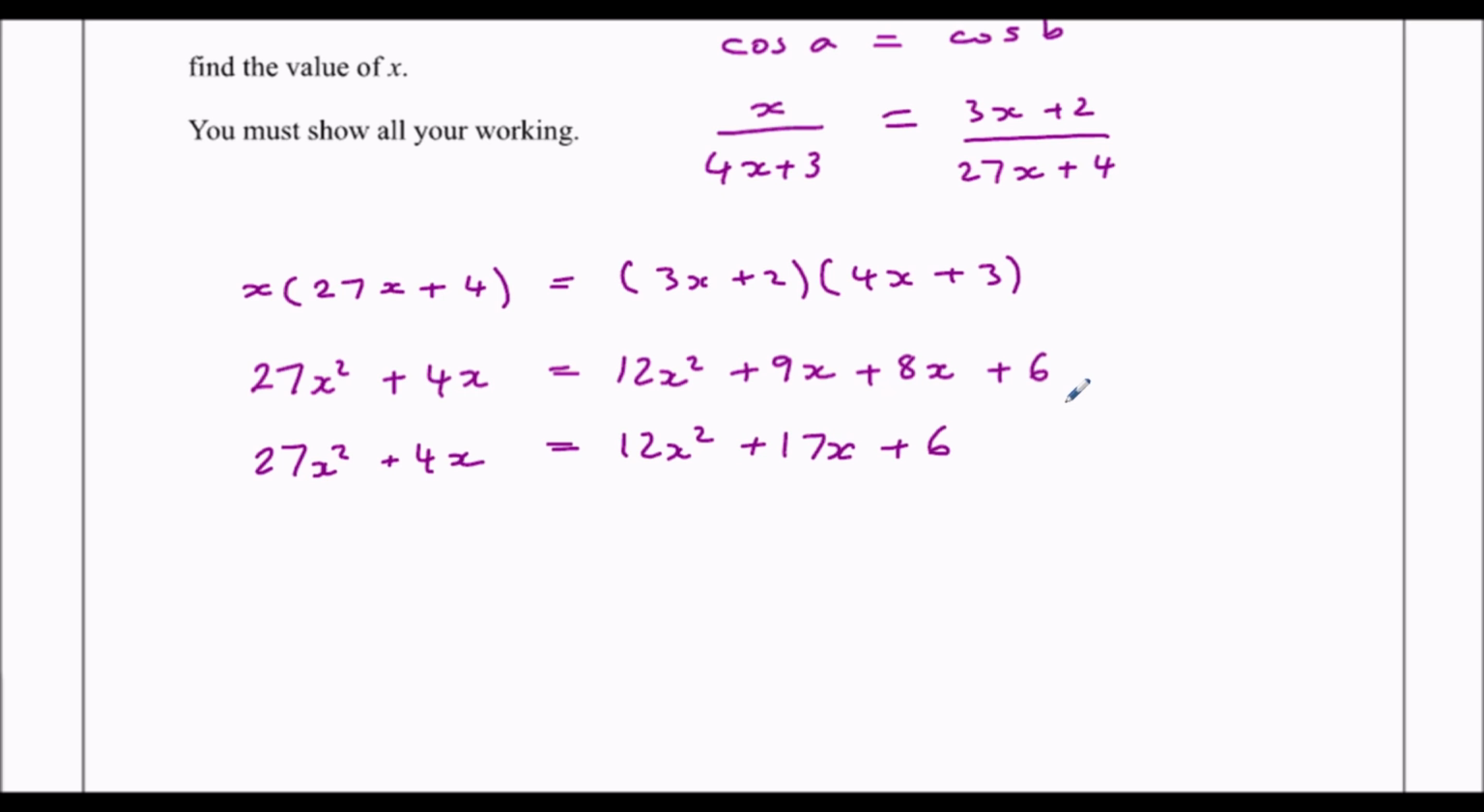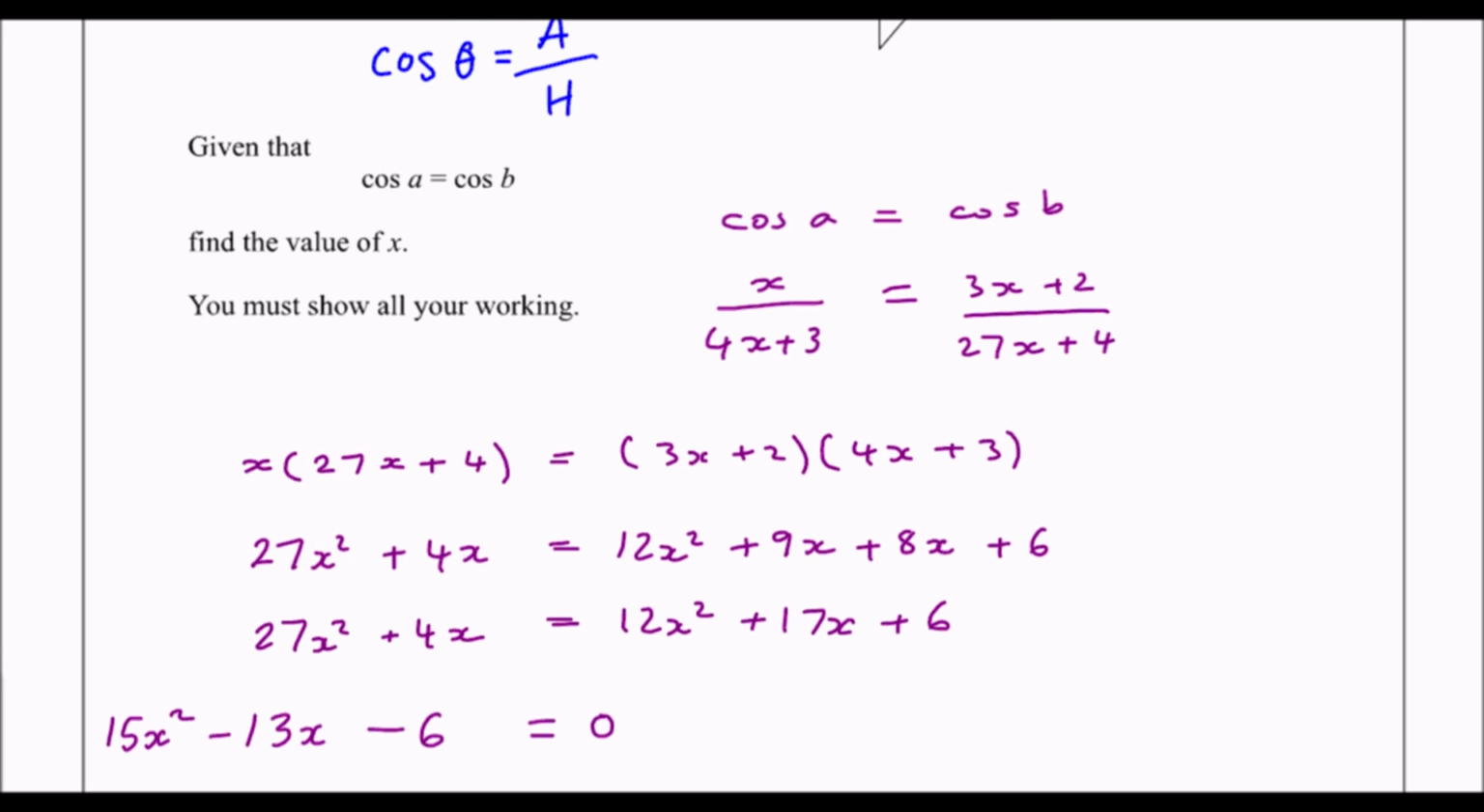Now I've got a quadratic. I'm going to solve it by making it equal to 0. So take 12x squared away from both sides. 27 take away 12 is 15. I'm going to take away 17x from both sides. So 4 take away 17 is negative 13. And take away 6 from both sides. So now I've got it in the form ax squared plus bx plus c equals 0. I've got to solve this quadratic now.